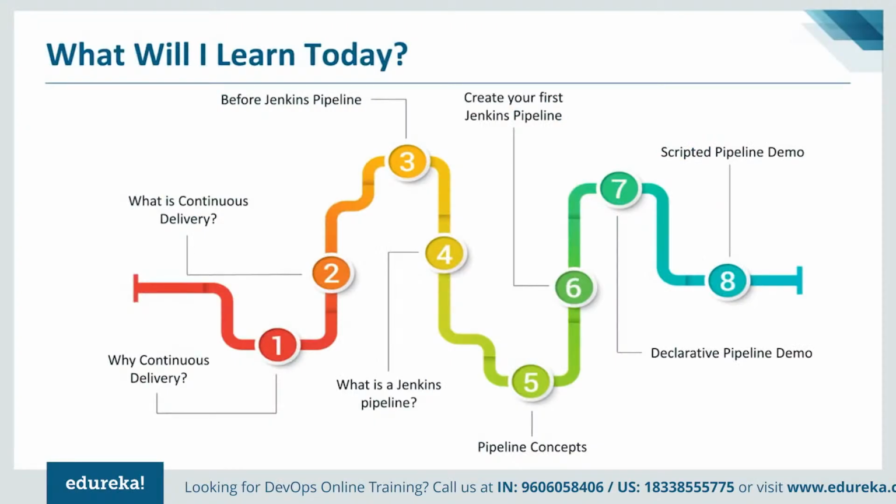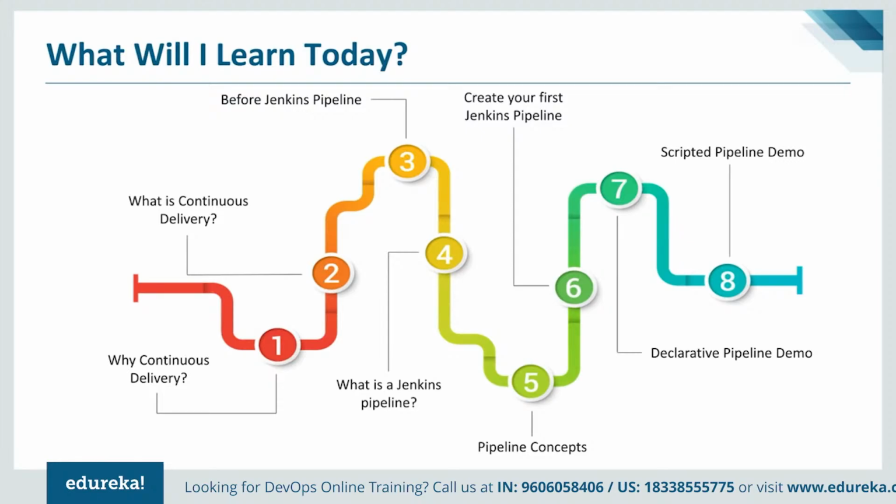So today I'm going to cover the following topics. First, we're going to see why continuous delivery is so important and why so many companies are investing in continuous delivery. Next, we'll look at what exactly continuous delivery is. After that, we'll discuss a few features that existed before the Jenkins pipeline, and then we'll move on to what exactly a Jenkins pipeline is. Once we're done with that, we'll discuss a few pipeline concepts.